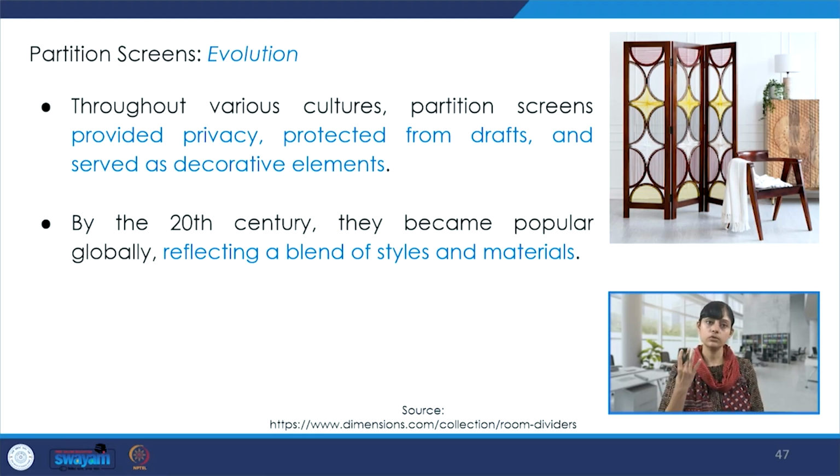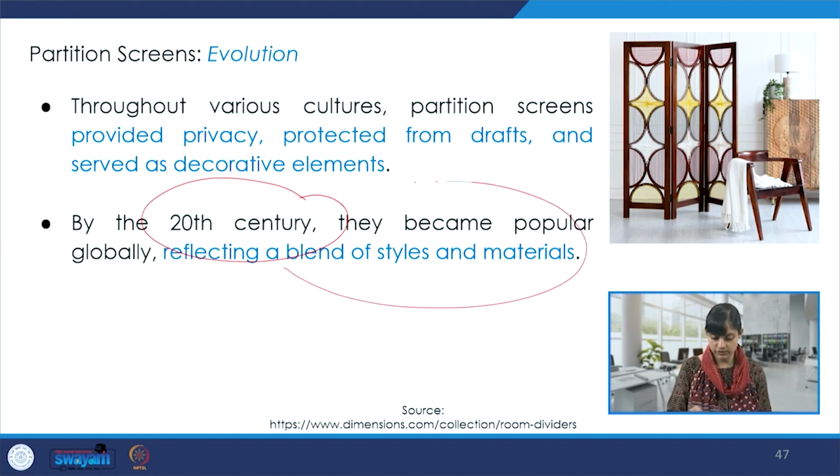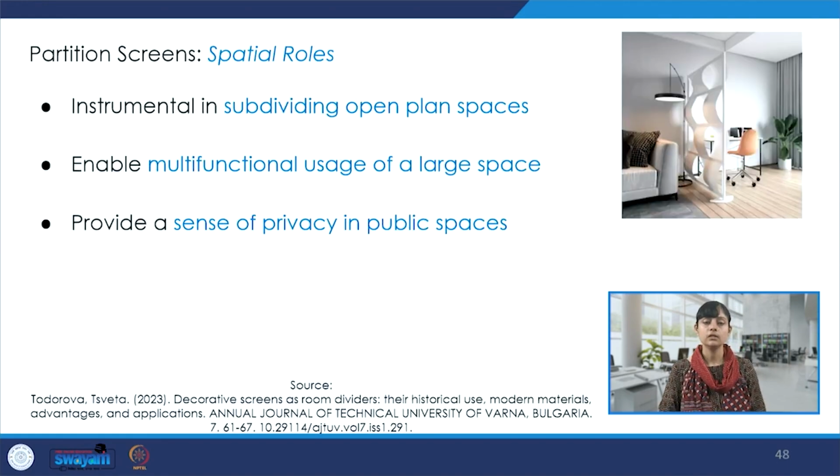Also, across civilizations, throughout varied cultures, we do see the role of partition screens for providing privacy and also sometimes as decorative elements. By the 20th century, these partition screens or room dividers became very popular globally, and they reflected a blend of styles and materials. There are different spatial roles that the partition screens could offer. They are quite instrumental in subdividing open plan spaces into smaller spaces.